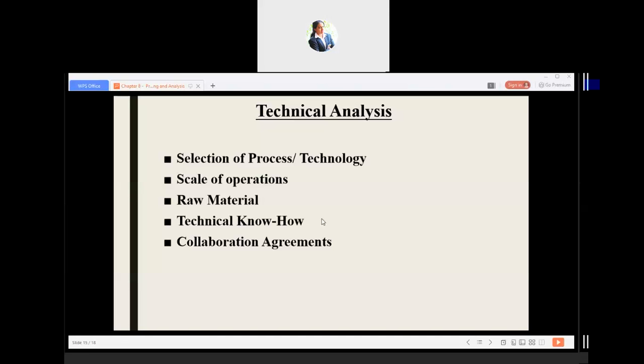Now, the design of the machinery should also be made available to the project promoter so that it helps in the future procurement in the later stage.